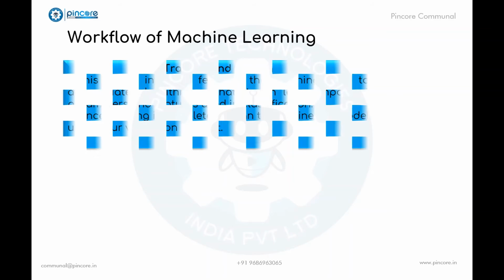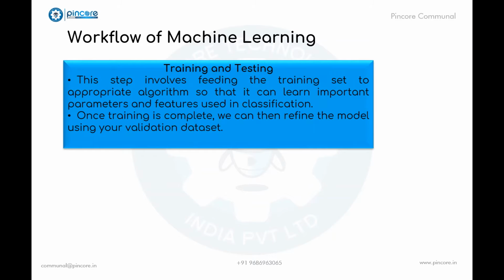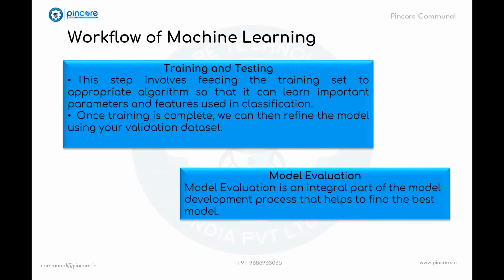We look into the 4th stage in the workflow of machine learning, that is training and testing. Once we have data sets, then we can train the model. This involves feeding the training set to an appropriate algorithm so that it can learn appropriate parameters and features that are used in classification. Once training is complete, we can refine the model using validation dataset.